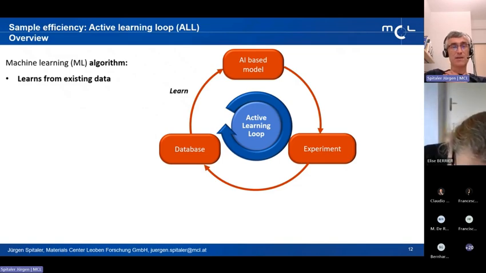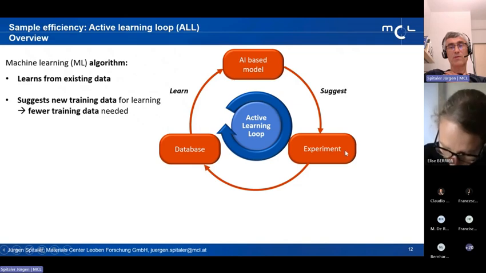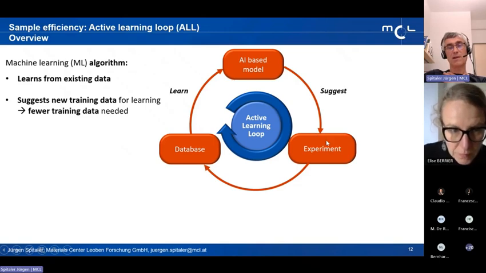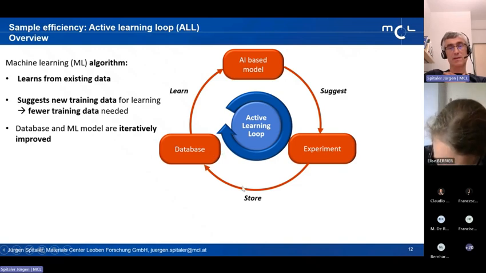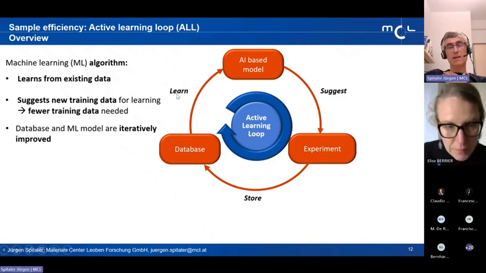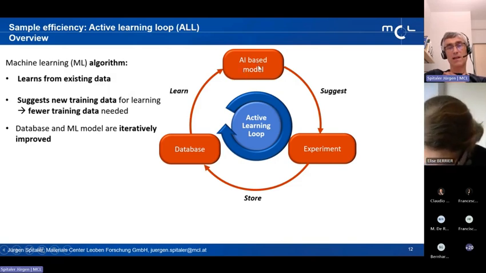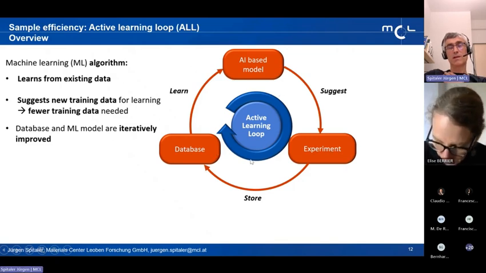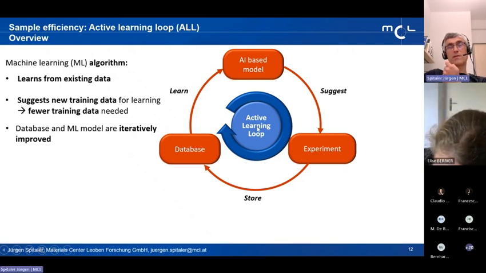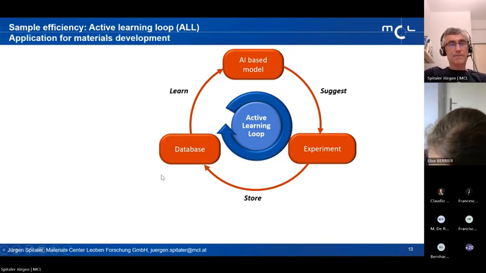That means the model itself suggests which new data points to provide. In order to really find these data points, an experiment has to be done. These experiments feed back to the database, which then helps the model to improve in turn, and so iteratively improve the model. It's getting better and better. This way you get to a good result with as few training data points as possible. All right, so this is the active learning loop.